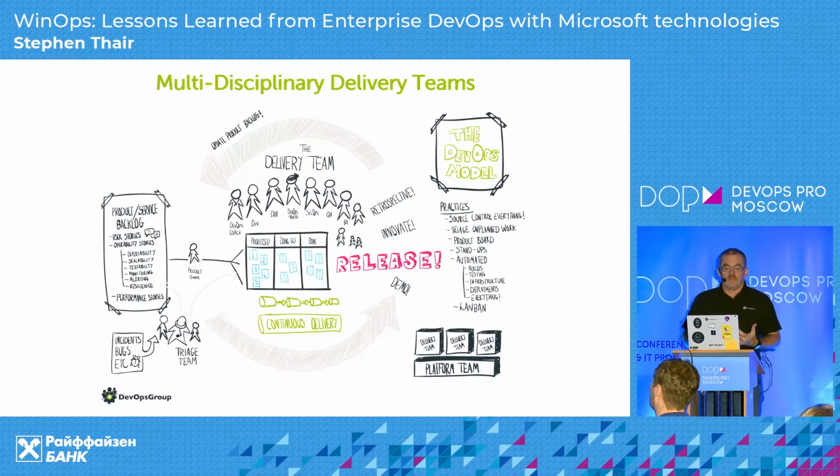Generally, when we see people implement DevOps, we see them talk about having multidisciplinary teams. So the idea that you have a team that both builds and runs the software that they develop, so they are responsible for it when it runs in production. When something goes wrong, they get paged, they get called out of bed at 3 a.m. in the morning to resolve the issue.